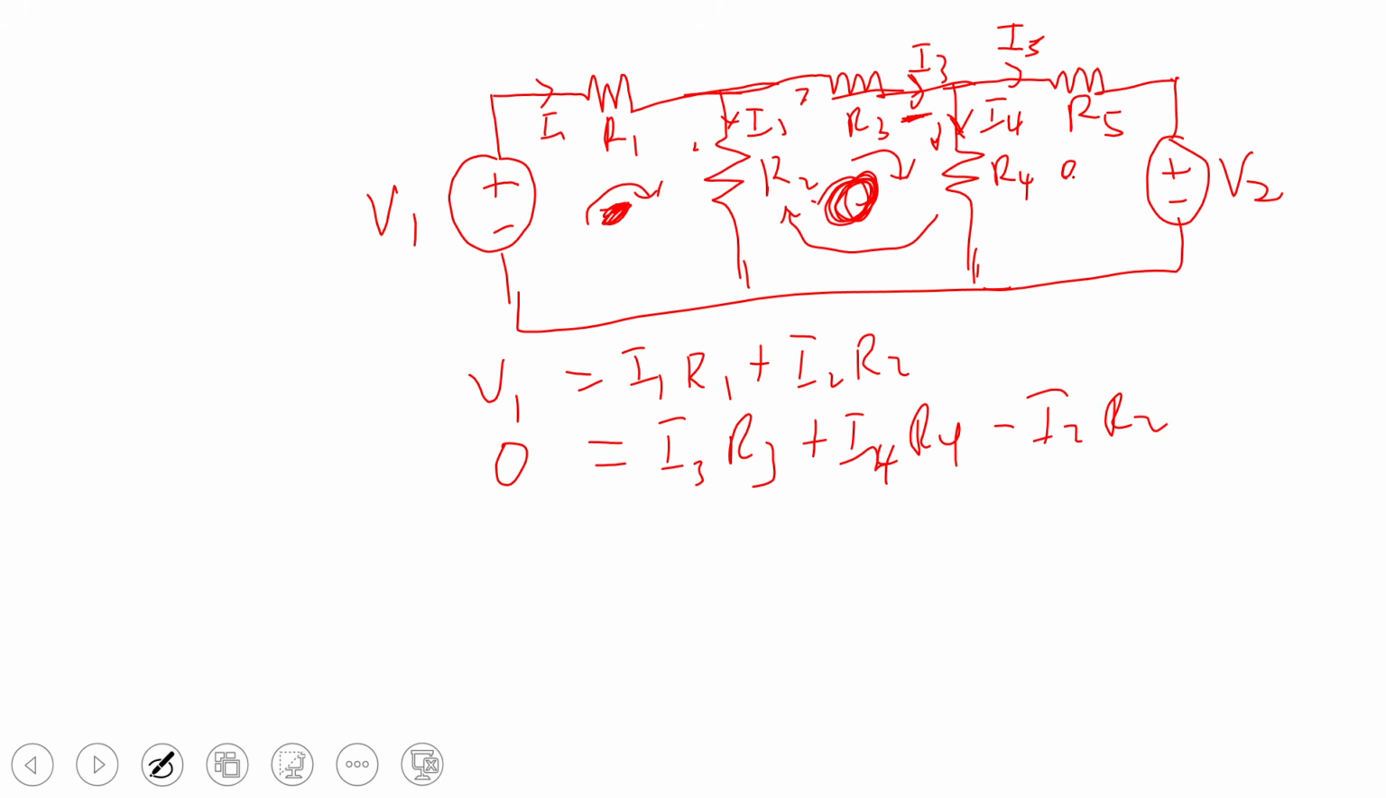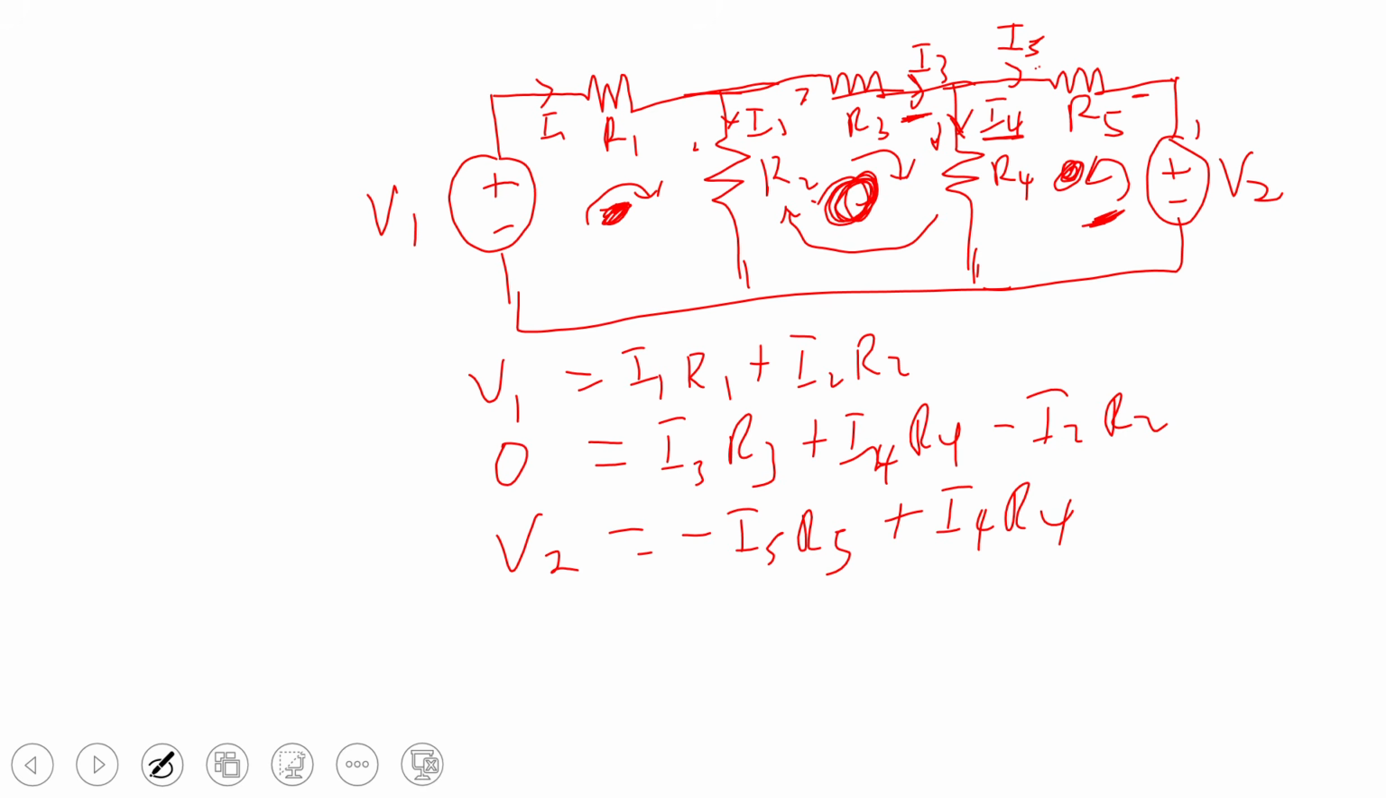Now let's look at this loop. I want to go in the anti-clockwise direction. You can decide which direction you want to go. And because I want to go in the anti-clockwise direction, I'm leaving the positive terminal. So I'll say positive V2. Then here I'm against the I5 direction because of the way I'm moving. So it will be minus I5, R5. And here I'm in the direction of the I4. So I'll say plus I4, R4.